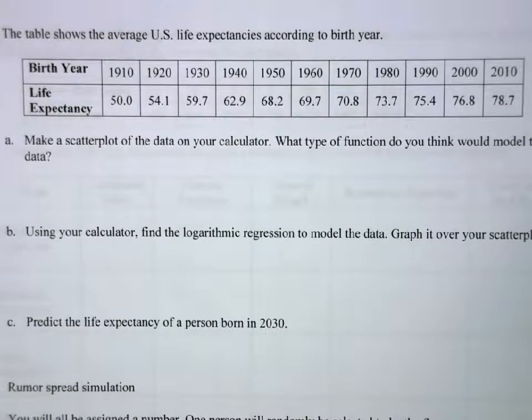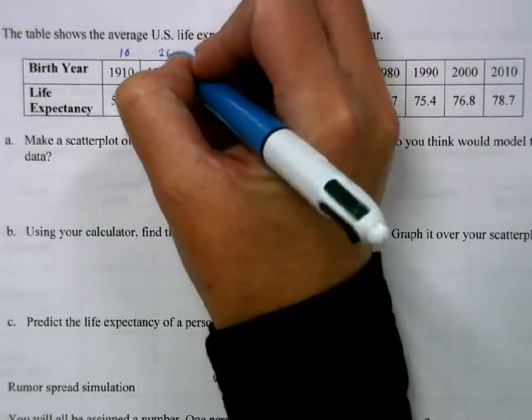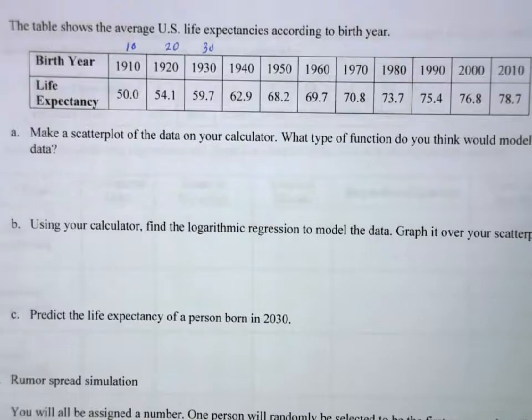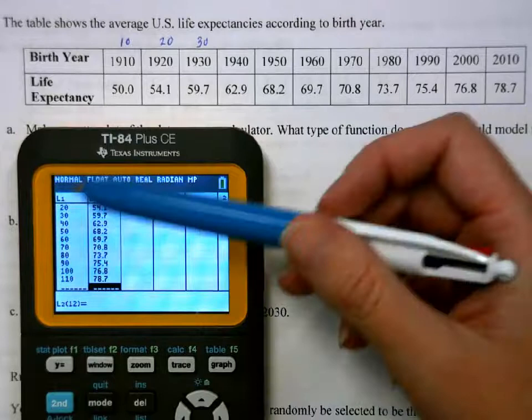Okay, our next set of data are life expectancies according to birth year. So I'm going to type these into the calculator like I have been doing. But instead of 1910, I'm going to do 10, 20, 30, and so on. Okay, so I've gone ahead and put this into my calculator. Again, shortening the dates. Here's our life expectancies.